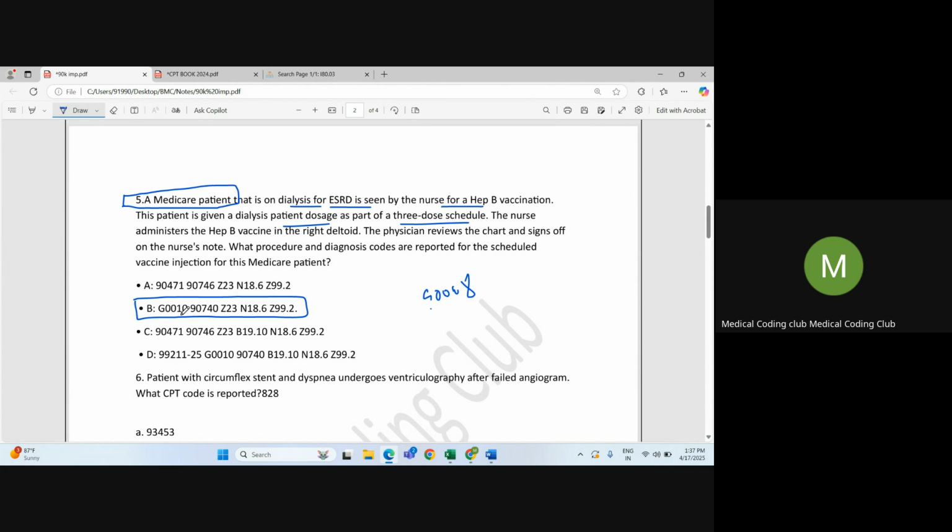Since G0010, this HCPCS code is for hepatitis B vaccine, that is the admin code. And this one is the product code. Product is nothing but the vaccine code. Hepatitis B vaccine code is 90740. So whenever we code for a vaccine or injection, please be aware we will code one admin code, that is the administration code, and next one is the product code. If they are using a drug, the drug code will be coded, or if they are using any vaccine, that vaccine code should be coded. Two codes we will code. And please check ICD also. So for this question, the correct answer is option B.